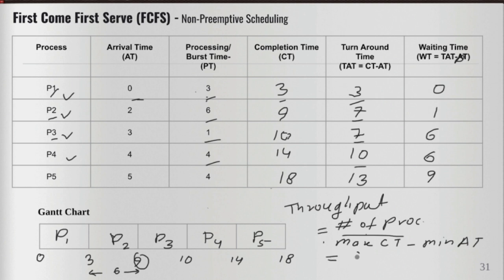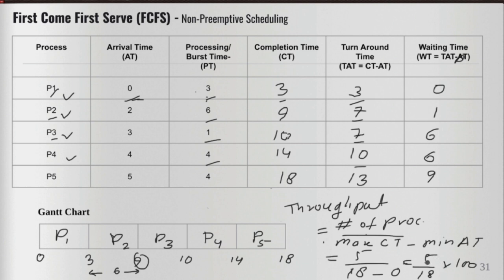So number of processes equals 5. Maximum completion time is what? 18, right? So out of all of these completion times, you can see that 18 is the largest. So that's the maximum, 18 minus minimum arrival time. So what is the minimum arrival time? It's 0. This one right here. So 5 divided by 18. So that's your throughput. In case you are asked to calculate this as a percentage, then you can just multiply that by 100.